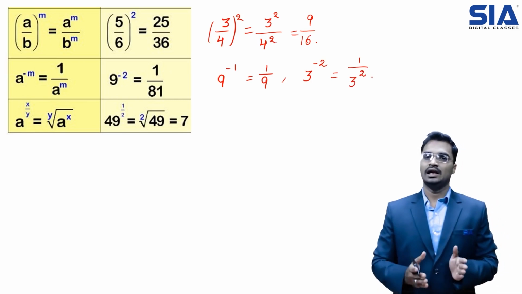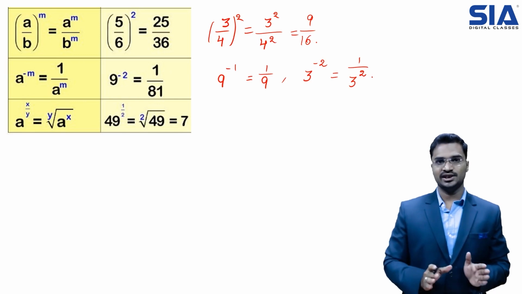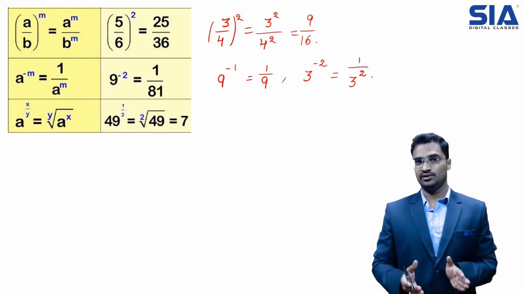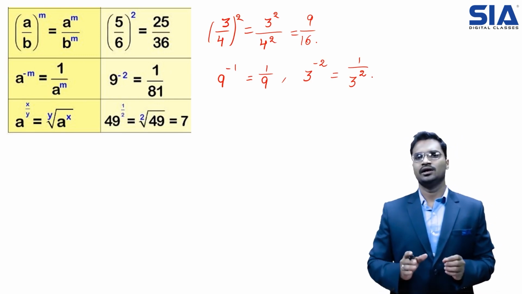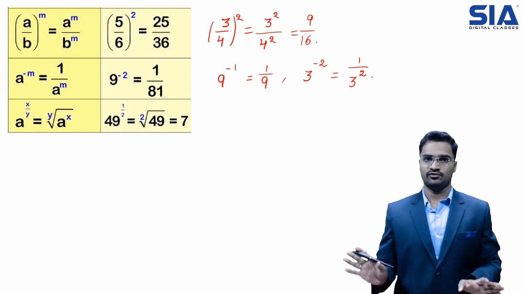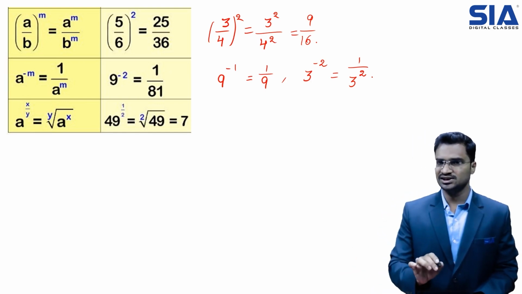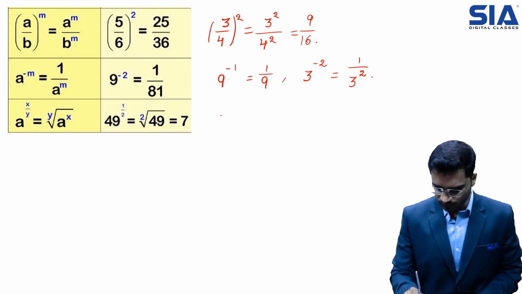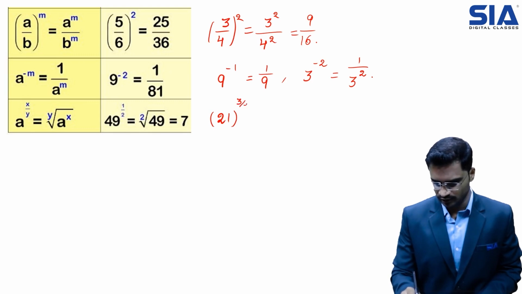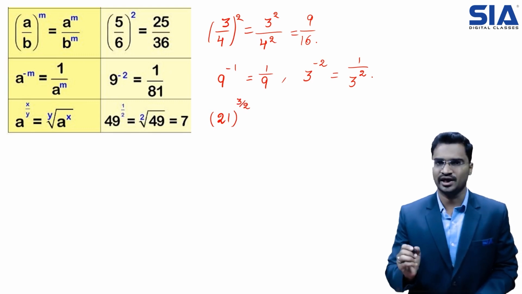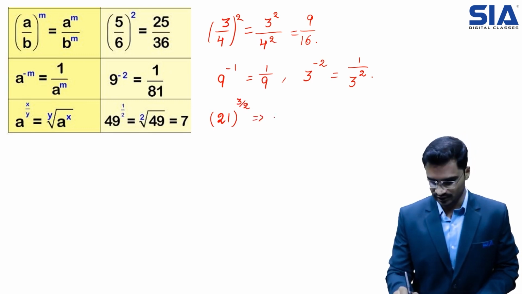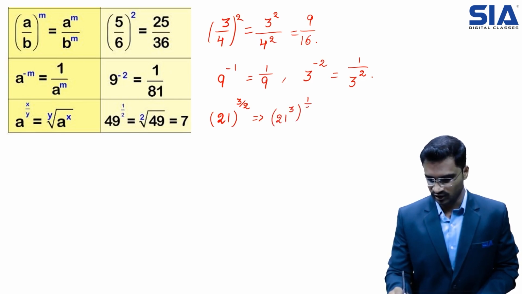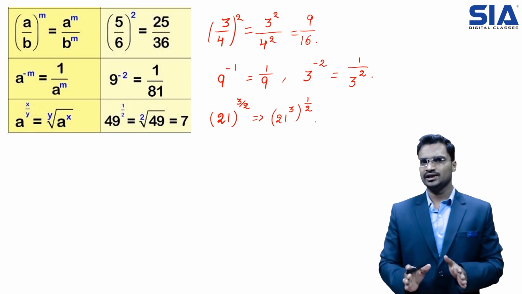Coming to the last rule of our laws of indices, it says if we have a to the power of x by y, then it should be written as the yth root of a to the power of x. Let us see this in an example. Suppose I have 21 whole to the power of 3 by 2. How can we write this? First of all, I will write it as 21 to the power of 3 whole to the power of 1 by 2.